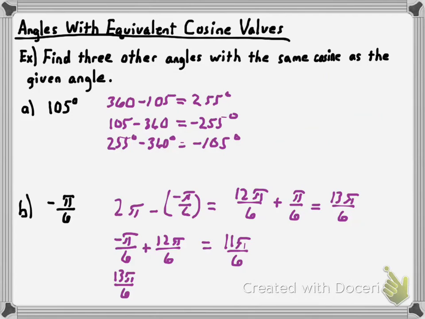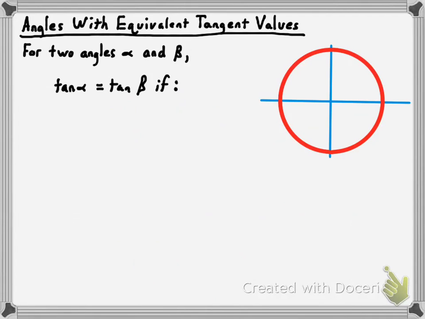I'm going to try to find a smaller angle that's coterminal with 13 pi over 6. If I subtract 2 pi from that, I'm still going to end up with a positive angle, and that's fine. So pi over 6 is going to be coterminal with that. These three angles at the end of the equations are all going to have the same cosine values. Excellent. Now let's talk about how you know whether two angles have equivalent tangent values.